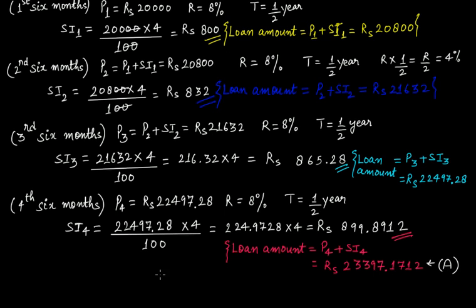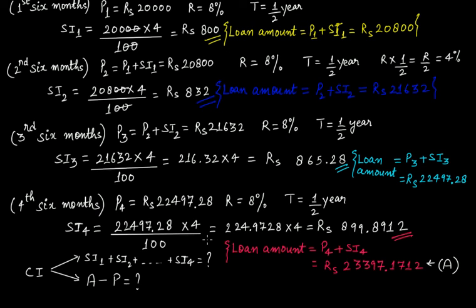Final amount is A. Now if you have to calculate compound interest, you can use 2 ways. Either add SI1 plus SI2 up till SI4, that is, add all the interests, or take the final amount, that is this one, minus the principal amount, that is this 20,000. From here you can calculate. I'm leaving this calculation for you. You have to find out.